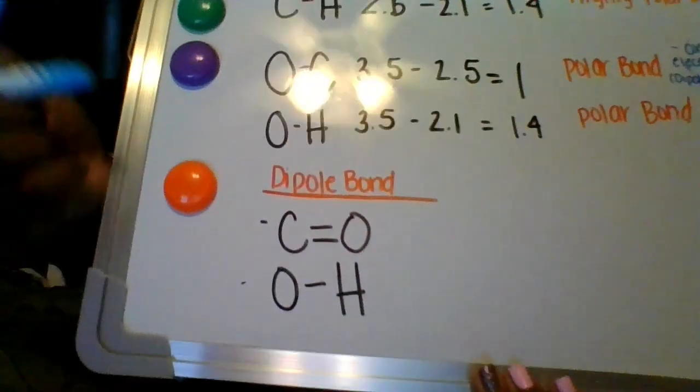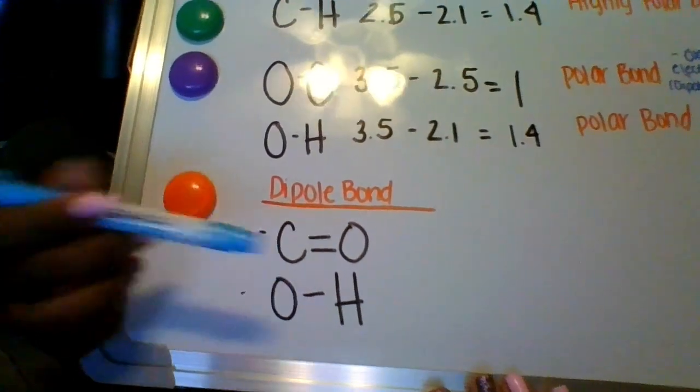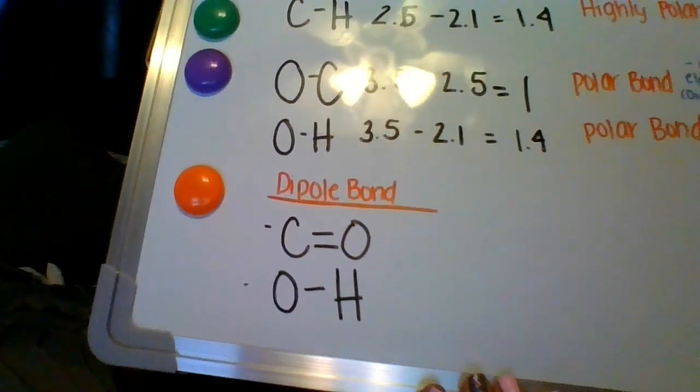And for the dipoles, down here are going to be the carbon that has a double bond to the oxygen, and then the hydrogen with the oxygen.